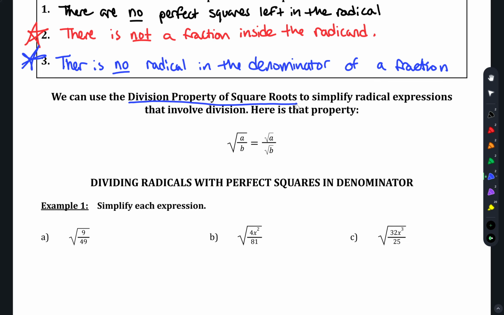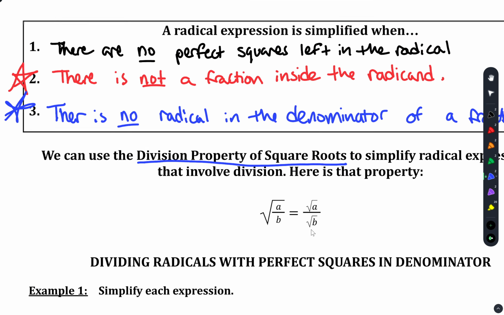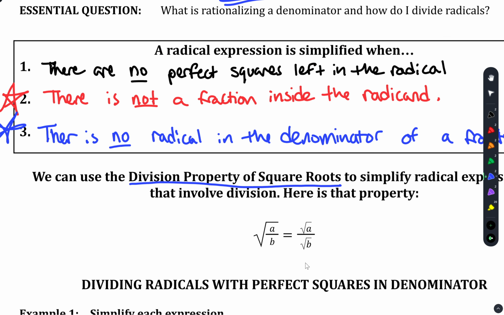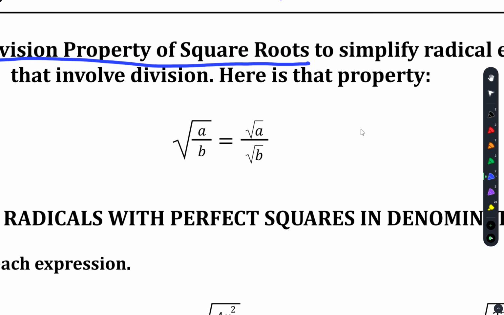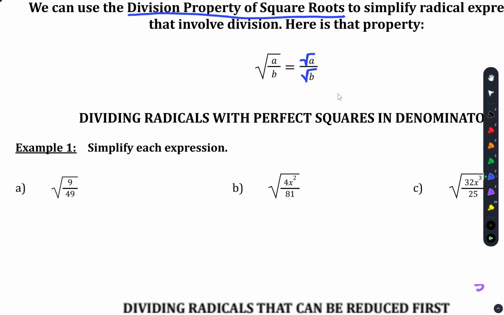It says that if I have the square root of a fraction, which we know based on rule number 2 is a no-no, we cannot have the square root of a fraction, then I can rewrite the square root of a fraction as two separate radicals, the square root of the top over the square root of the bottom. This is going to come in handy for us because it is much easier for us to simplify whole numbers than it is to simplify fractions. So this is the first thing we should always look out for.